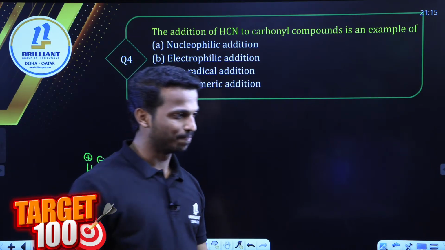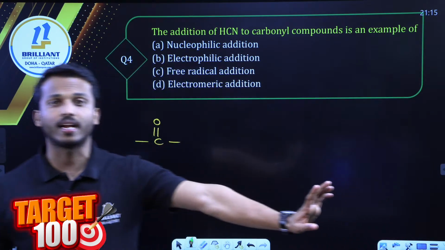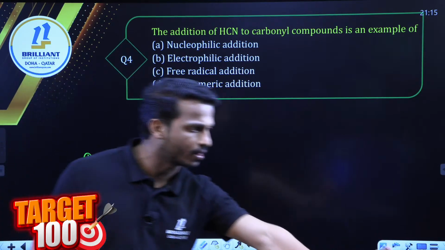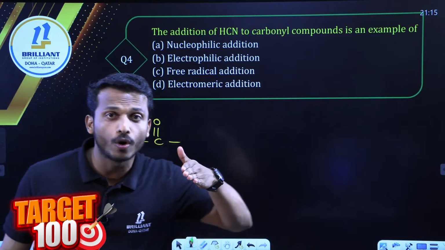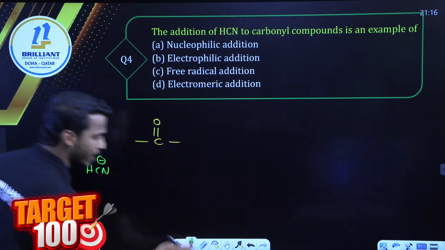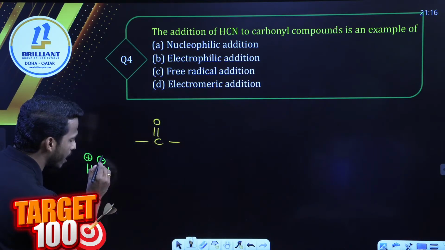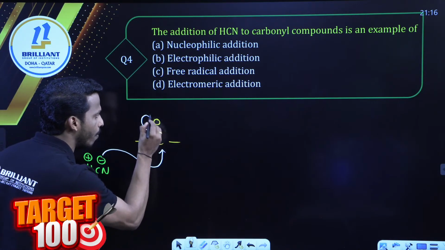So what is the answer? It's also correct. All are given correct answers. I think there are no wrong options given. Dear all, which one? Nucleophilic addition. Who is the nucleophile? CN minus. CN minus attacks this carbon and the O becomes O minus.